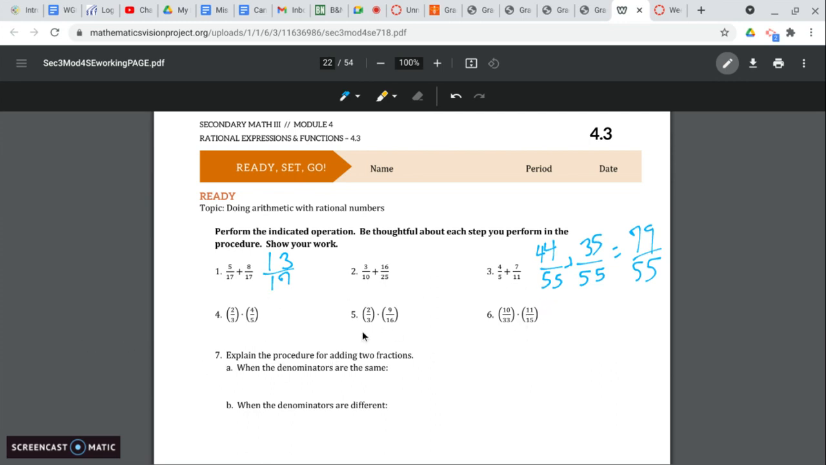So when we multiply, we don't have to have a common denominator. So 2 times 4 is 8. We just multiply across the top and then across the bottom. And 3 times 5 is 15. There's our answer. Now in 6, 10 times 11 is going to give us 110.